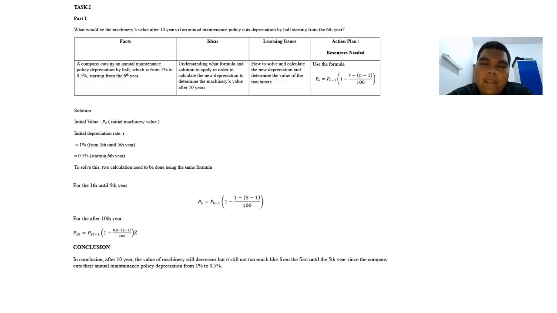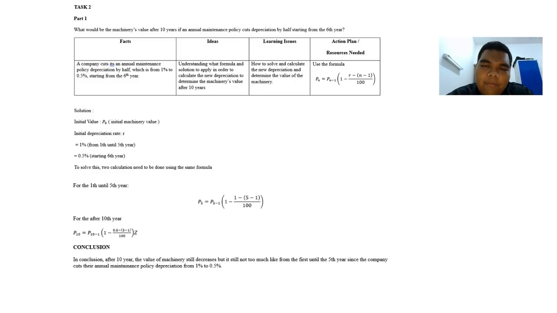Before we start to calculate and solve the question, we need to divide this question into some parts. The first one is the facts, which is the question needed. The second one is the ideas. The third one is the learning issue, which is the problems in this question. The fourth one is the action plan, which is the formula that we will use to calculate this question. So first, the fact is a company cuts its annual maintenance policy depreciation by half, which is from 1% to 0.5% starting from the 6th year. As we know from Task 1 Part 2, the first depreciation is 1%.